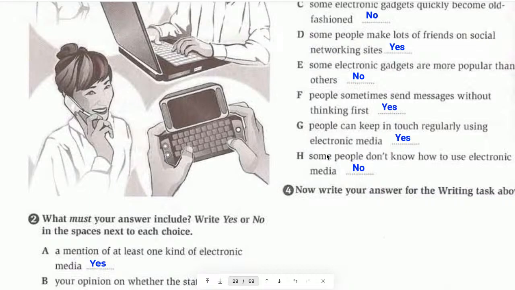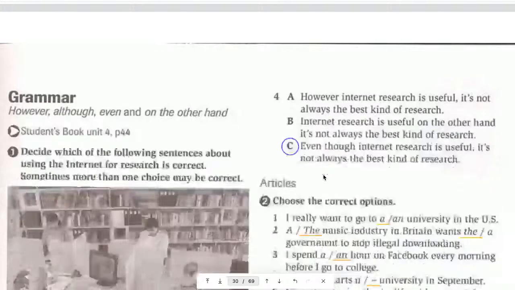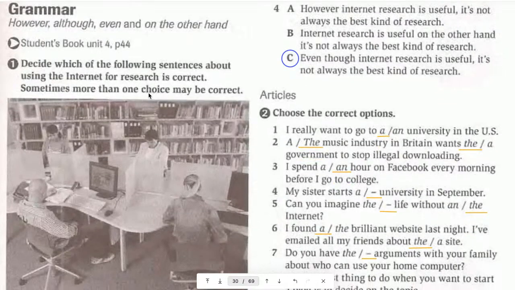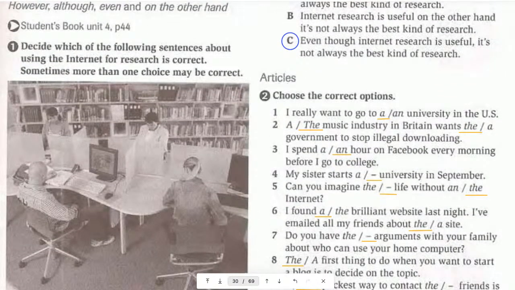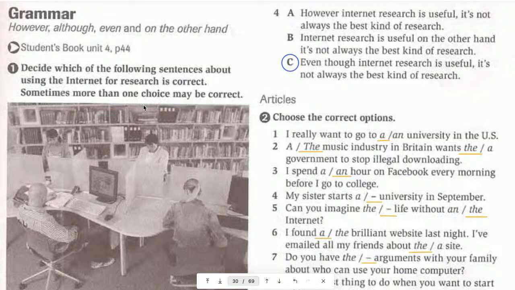Yeah, no, okay. Some people don't know how to use electronic media. No, we don't care. Okay. Alright, exercise 4. Now write your answer for the writing task above. Yeah, okay, you have to do it later. Okay. Now let's move on to grammar. The next time we will discuss the writing part, okay? To remind me about that. We go through step by step what we need to write and what we don't need to write about.